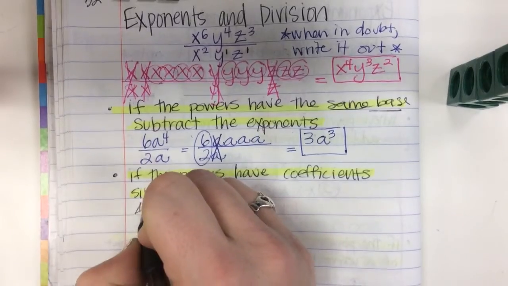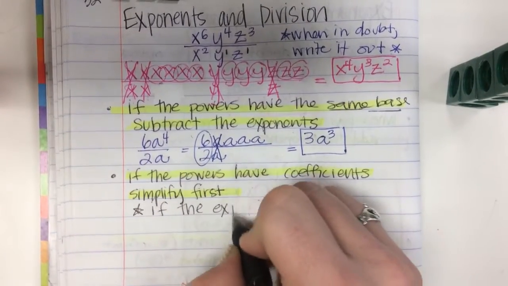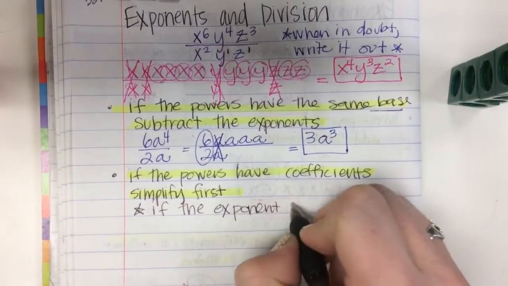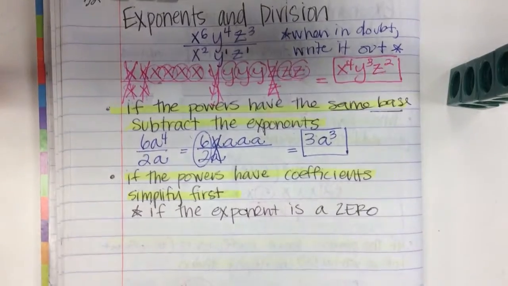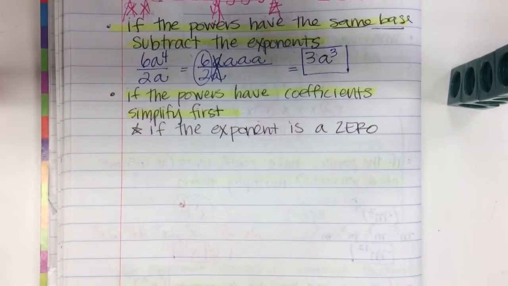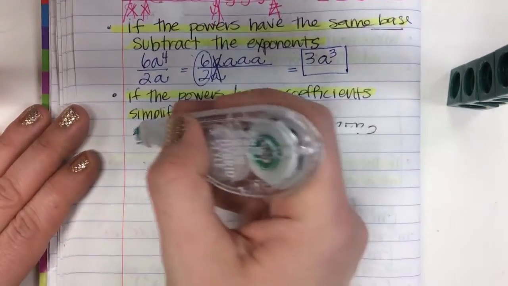There's something you need to remember. If the exponent is a 0, you know what, hold on. We're going to do this first.